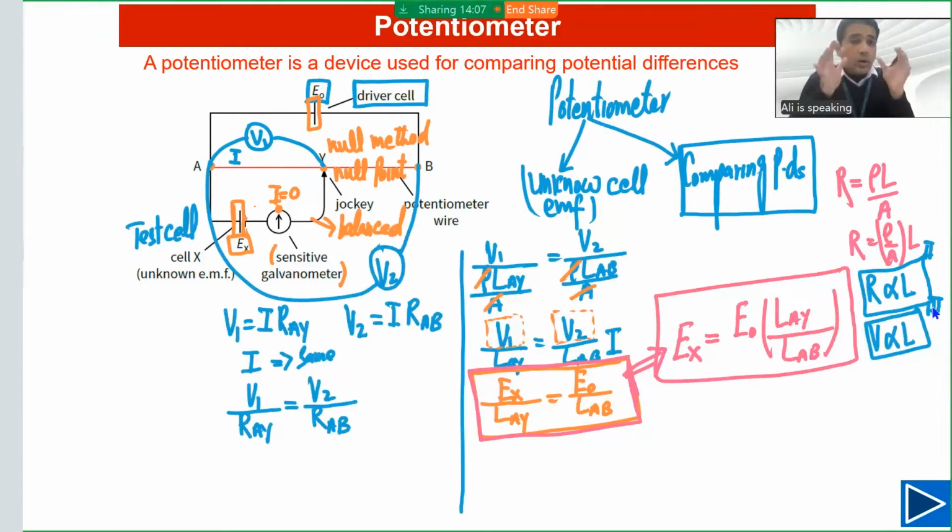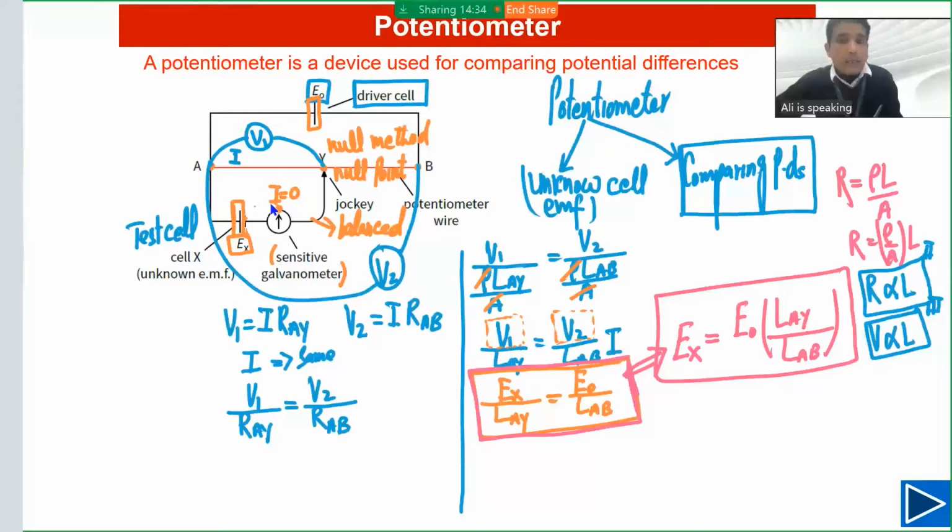This is all you need to understand about the potentiometer. You also need to understand the internal resistance of this test cell. It has no effect whether it has internal resistance or not, because no current is passing through it when this is balanced. And the positive terminal has to be connected with the positive terminal.